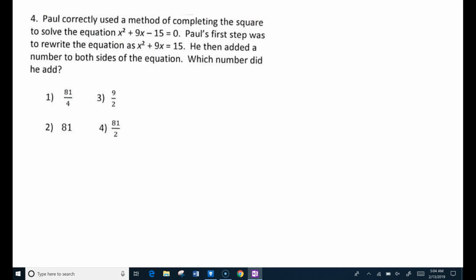Number 4. Paul correctly used the method of completing the square to solve the equation x squared plus 9x minus 15 equals 0. His first step was to rewrite the equation as x squared plus 9x equals 15. He then added a number to both sides of the equation. Which number did he add?